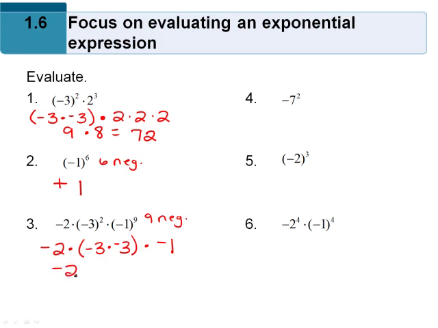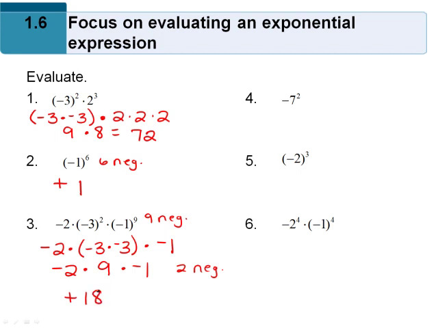We bring down -2. We're going to multiply the 2 -3's. That's going to give me a +9 times -1. So now, how many negative factors have you got? Right, 2 negative factors. Okay, so 2 negative factors means we're going to have a positive answer. 2 times 9 is 18, times 1 would be +18. And that would be it.